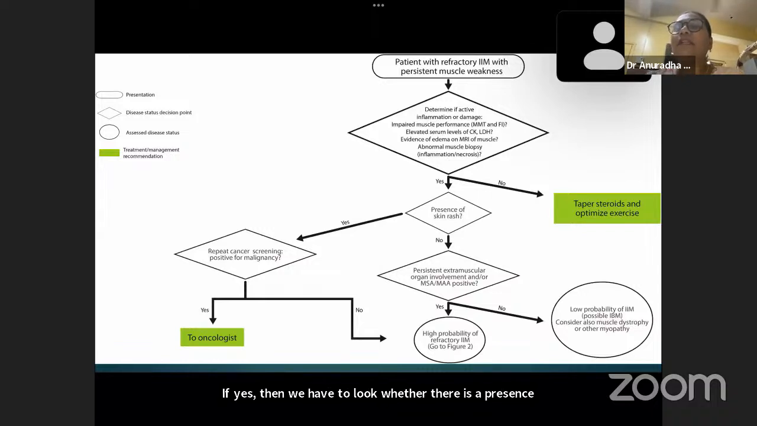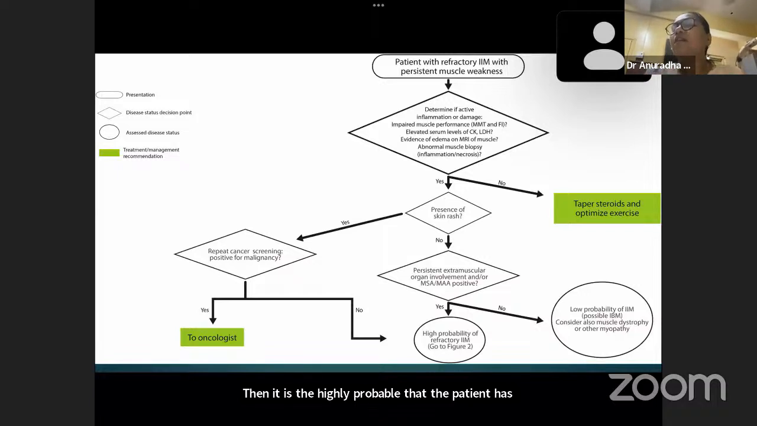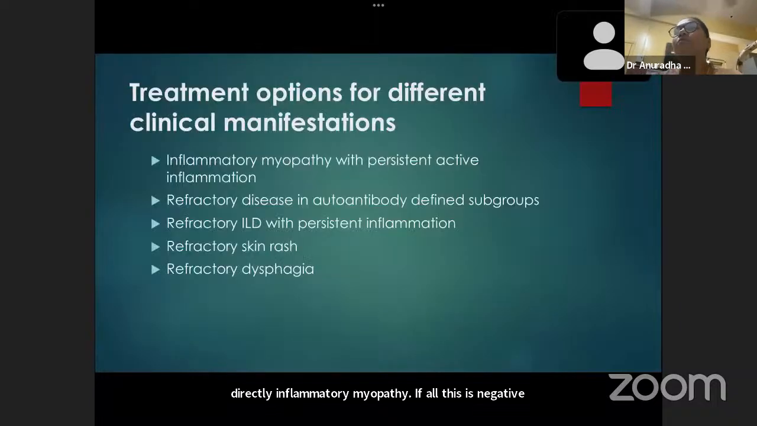If it is there, then repeat the cancer screening. If positive for malignancy, we have to refer to the oncologist. And if not, we have to consider the probability of refractory IIM. If there is no skin rash, and if there is persistent extramuscular organ involvement or myositis specific antibody or myositis associated antibody positive, then it is highly probable that the patient has refractory inflammatory myopathy. If all this is negative, then we should consider muscle dystrophy and other myopathies.